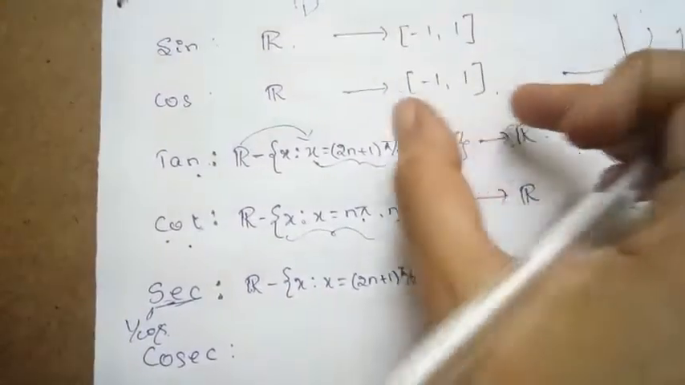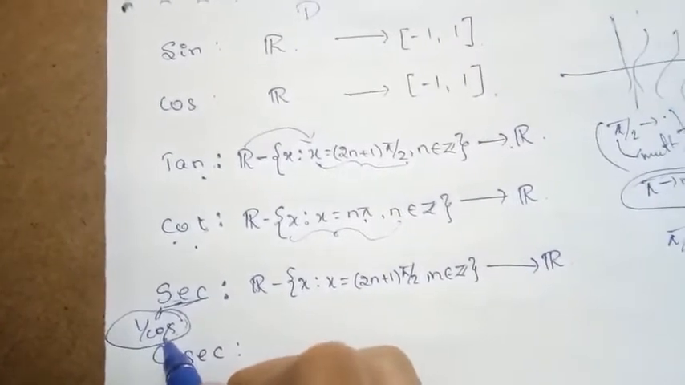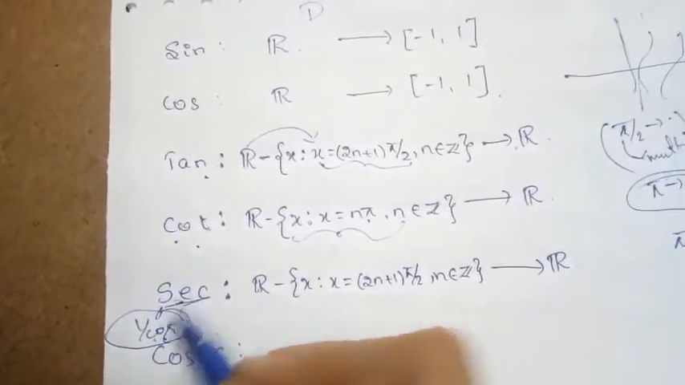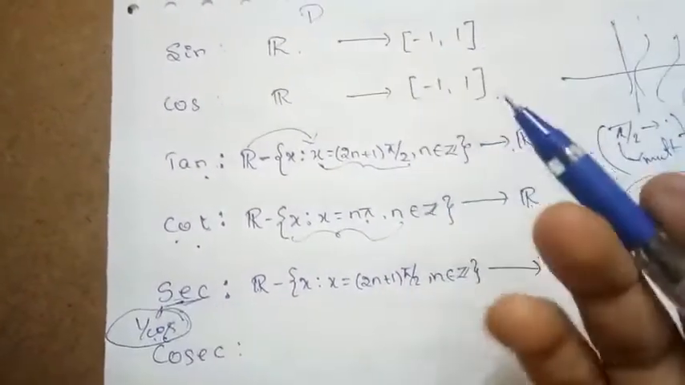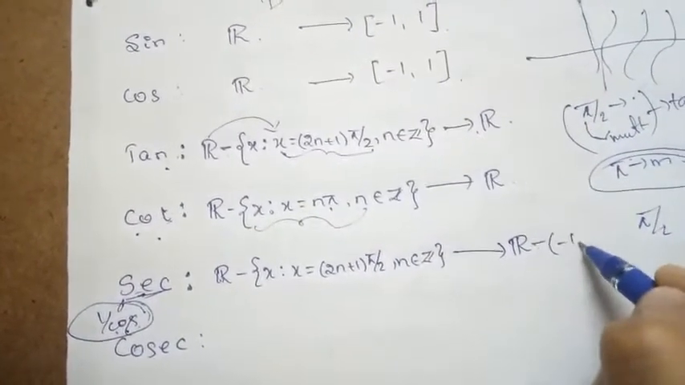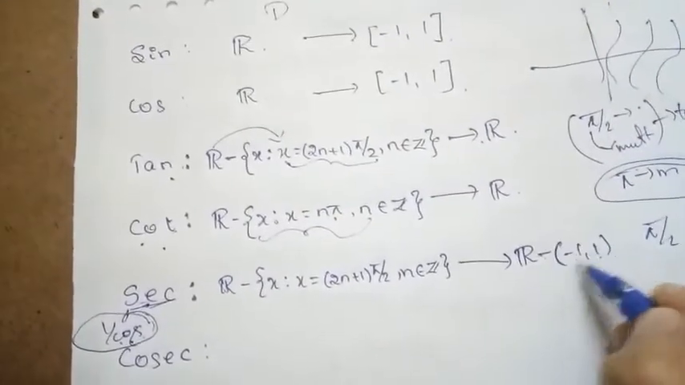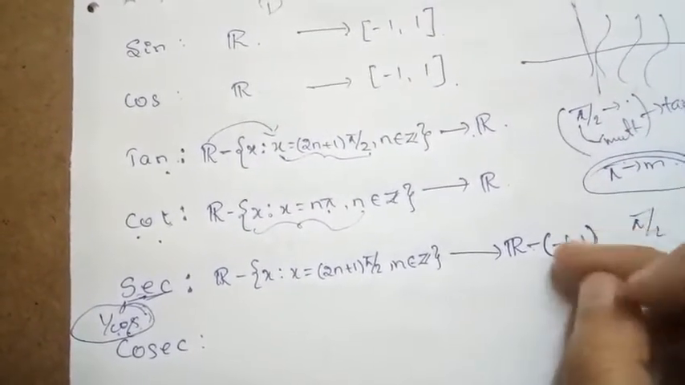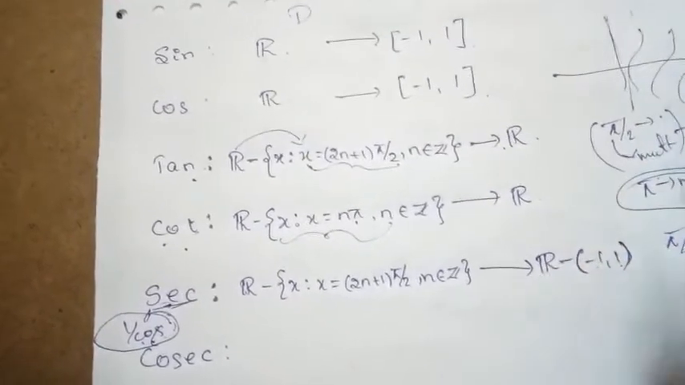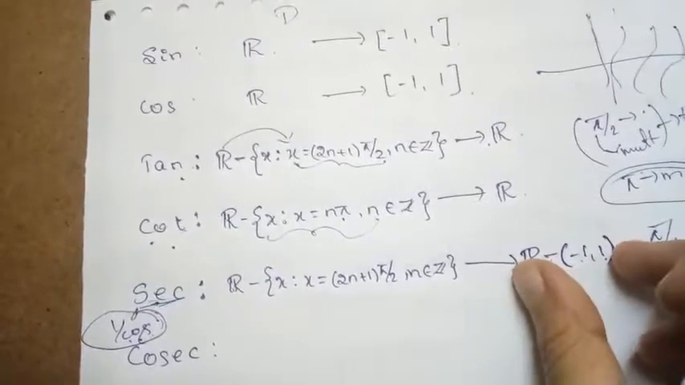From the real numbers, those intervals are removed where the cos function is defined, because the secant function is 1 by cos. So that is nothing but R minus the open interval from minus 1 to 1, where minus 1 and 1 are included. That's why it is a closed interval. The points lying between minus 1 and 1 are not at all in the range of the secant function.